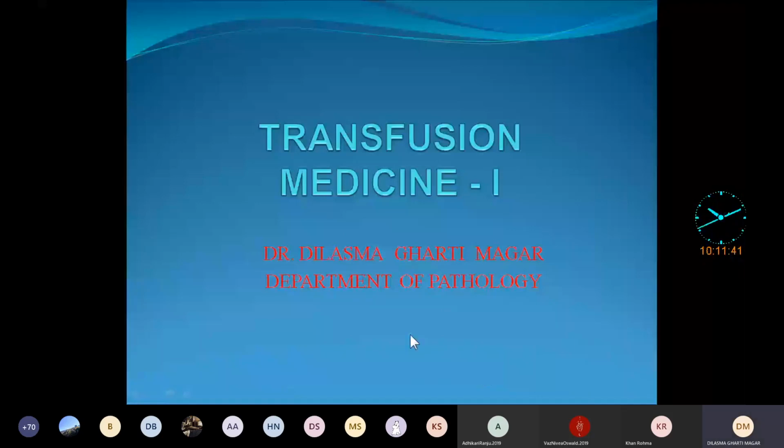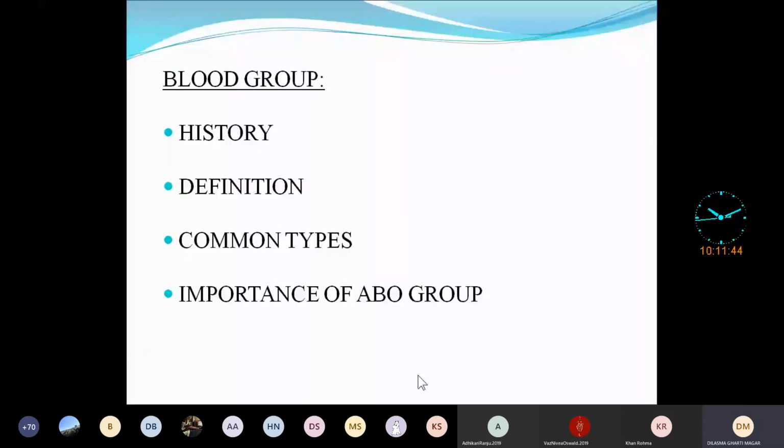So today in this transfusion medicine, we'll be talking about history, how it developed and what all those histories were, and then the definition, like what you mean by transfusion medicine and by blood transfusion, what the common blood group types are, and then the importance of the ABO blood group system.